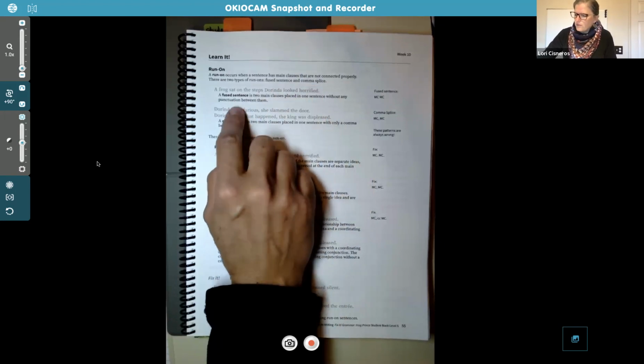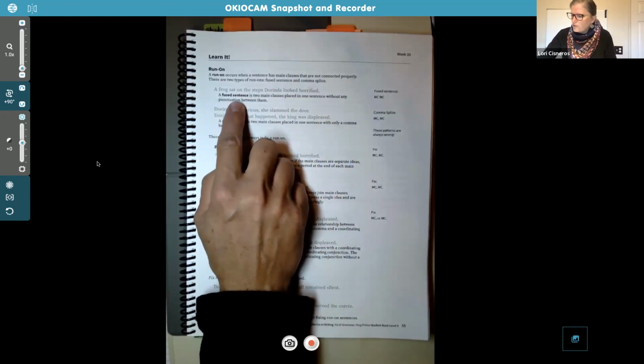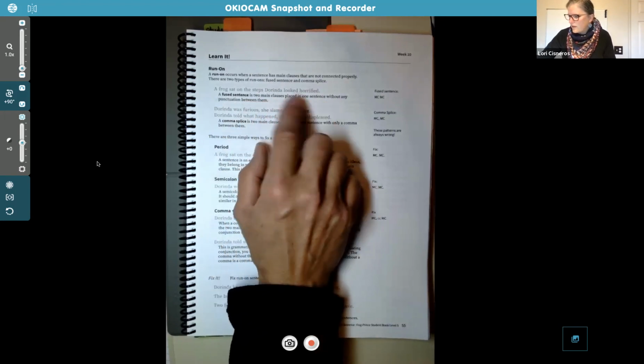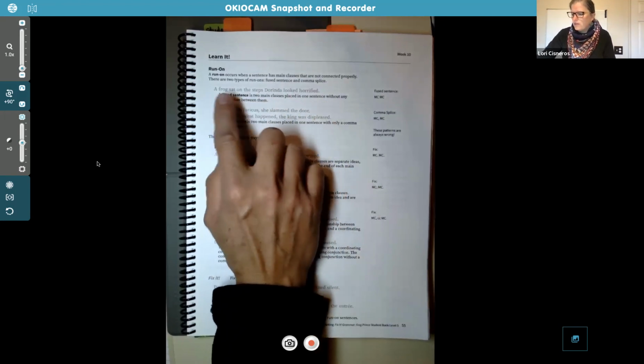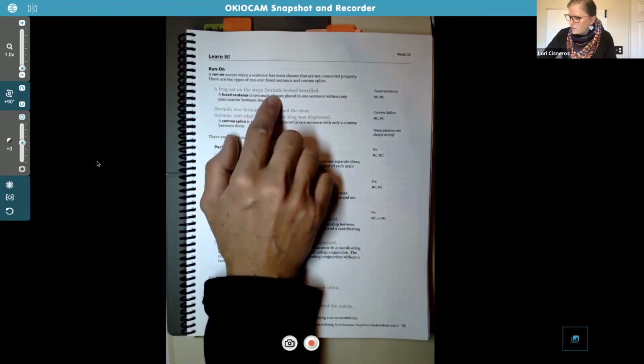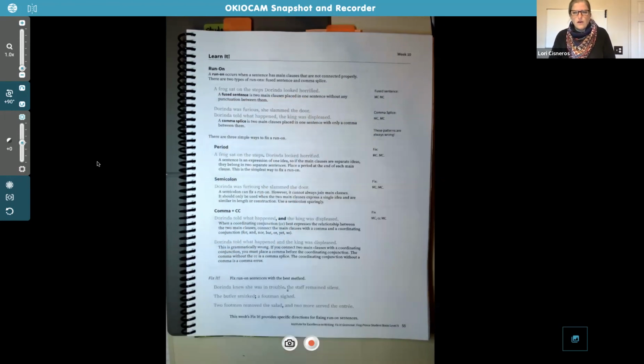So here's your examples. This is a fused sentence. It's 2 main clauses placed in one sentence without any punctuation between them. So it says here the example, a frog sat on the steps, Dorinda looked horrified. Obviously, those are 2 completely different thoughts, and they don't really fit together. So that would be a run-on fused sentence.